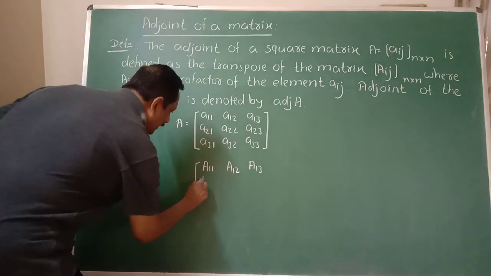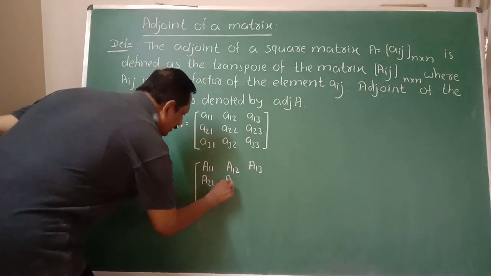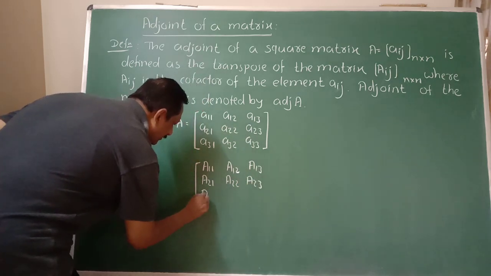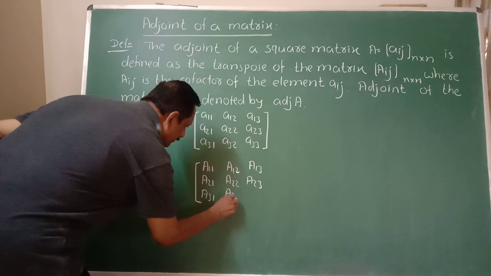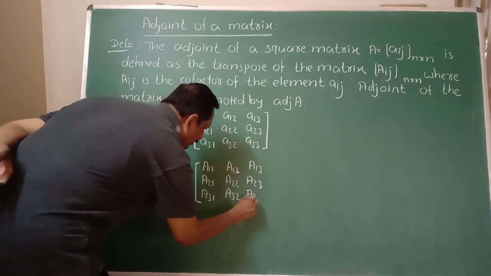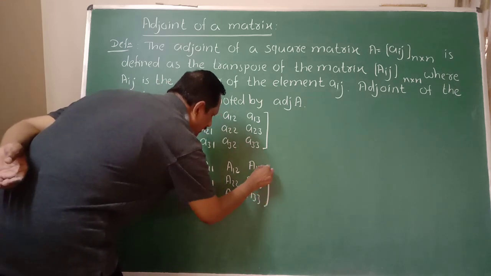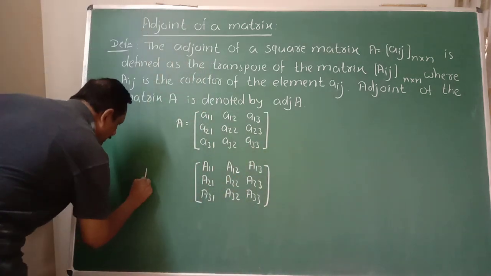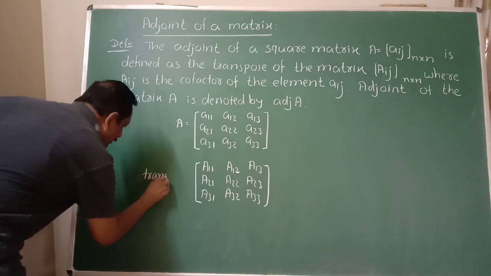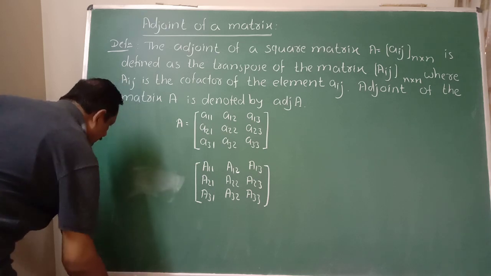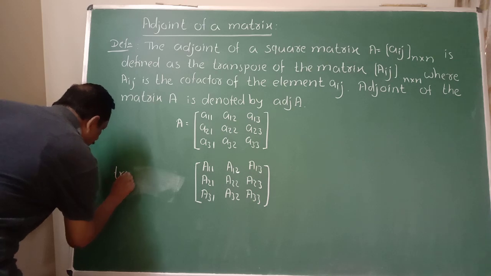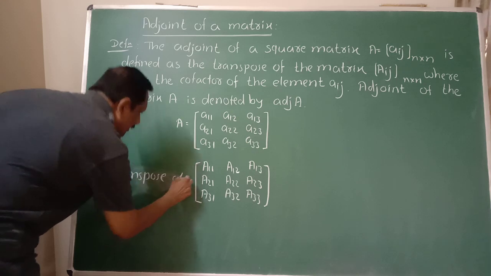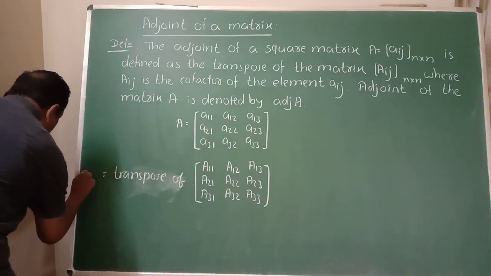Like that, a21, a22, a23, a31, a32, a33, with cofactors A21, A22, A23, A31, A32, A33. Here it is a cofactor matrix, and its transpose is the adjoint of the matrix.